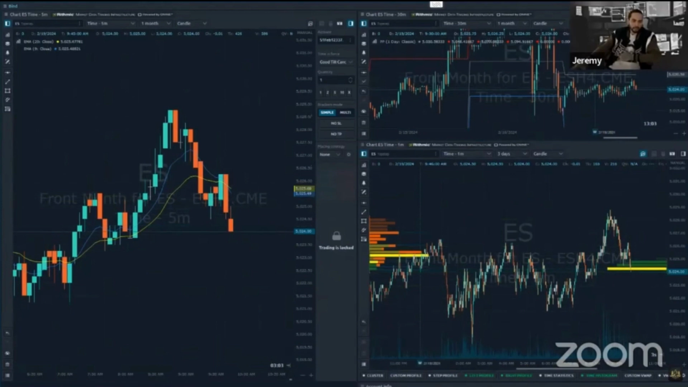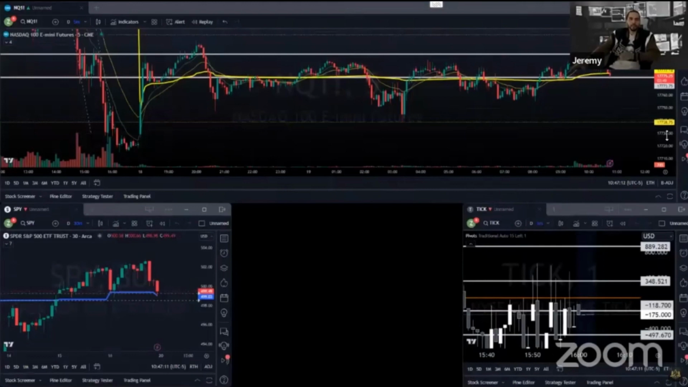And then let me show you my bottom left screen. So this is the bottom left screen. This is NQ 5-minute, SPY 30-minute, and then the ticks down here. And then right here, I usually have YouTube or Discord or Zoom or whatever in this zone right here. So that's that.